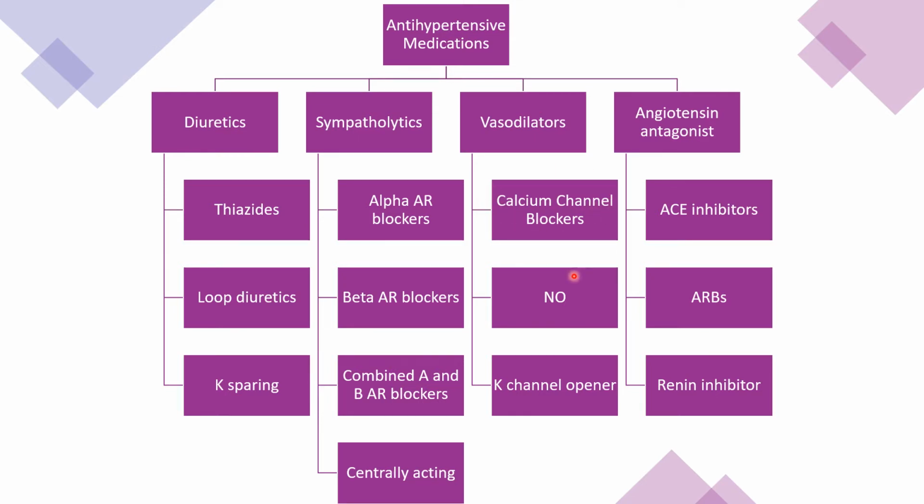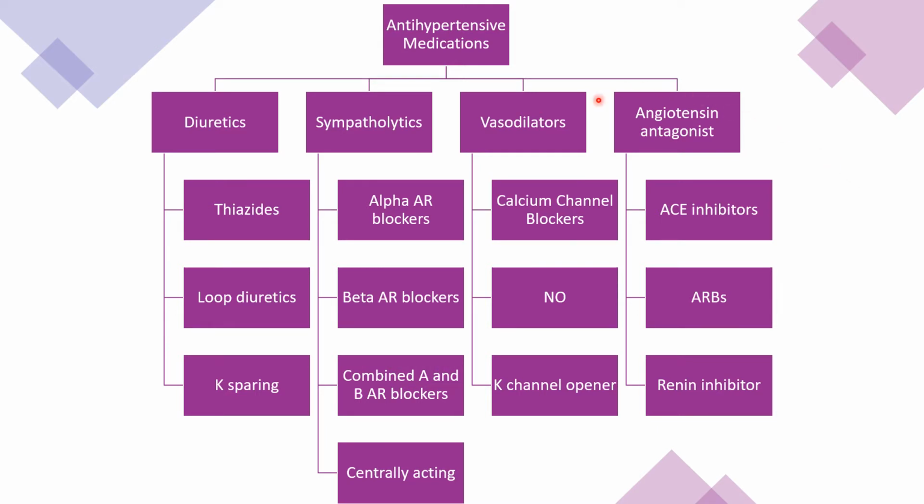The next examples of vasodilators act by promoting the release of nitric oxide. Nitric oxide is a vasodilator. Another way that vasodilators act is by opening the potassium channels, leading to hyperpolarization. So there are some drugs that work on opening the potassium channels and therefore dilating our vessels.